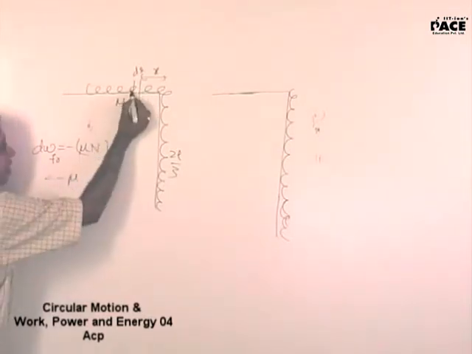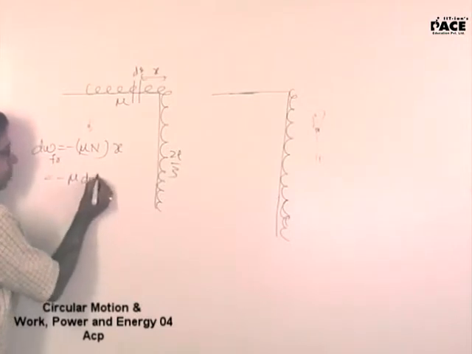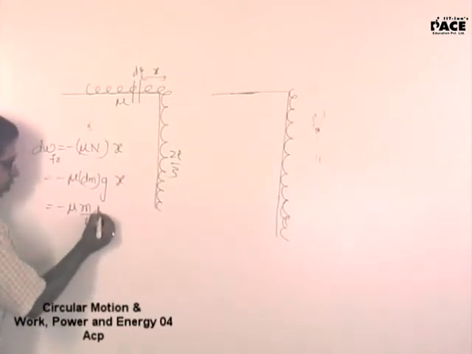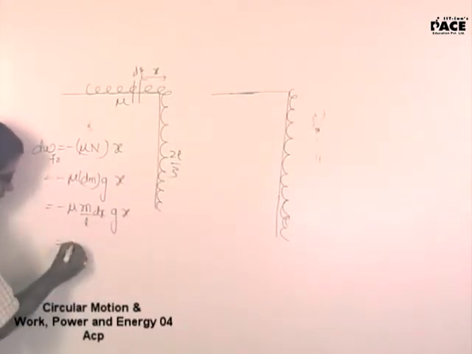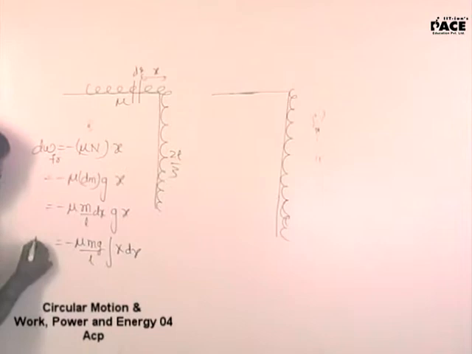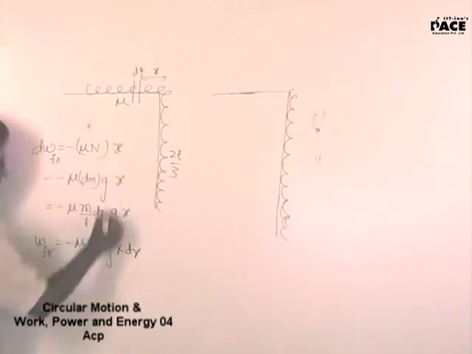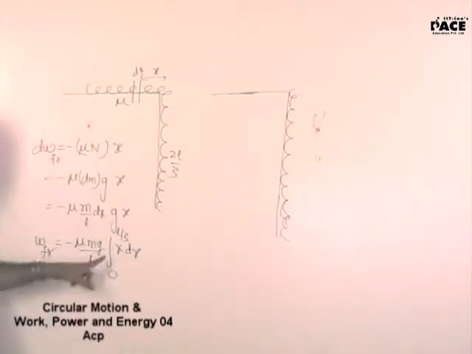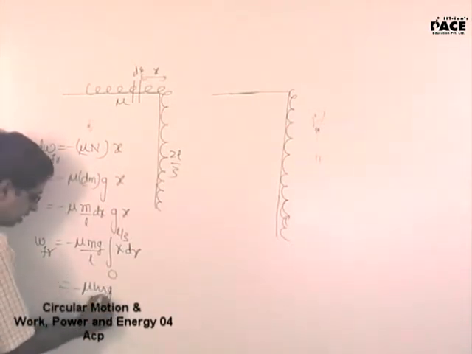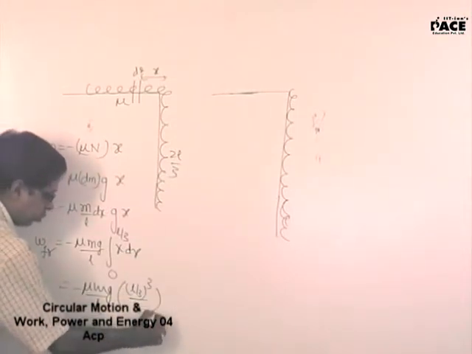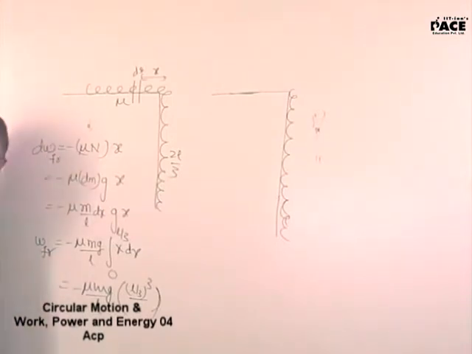Minus mu. What will be the normal force on the small element? dm into g. Minus mu dm, where dm is mass per unit length into dx. Minus mu mg by L integral x dx will be the net total work done by friction. The least value of x is 0, the maximum value of x is L by 3. The total distance it moves is from 0 to L by 3. This will be minus mu mg by L into (L by 3) whole square by 2. This will be the work done by friction.